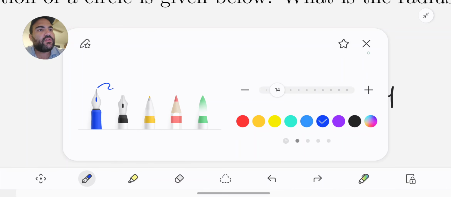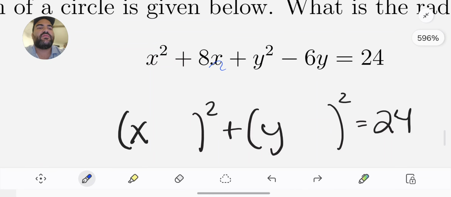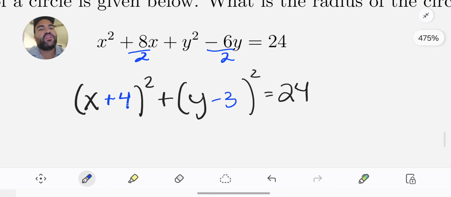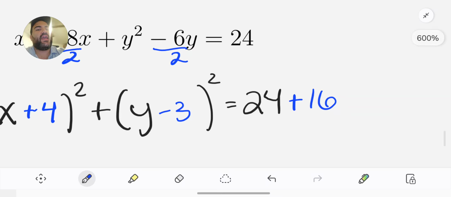Let's change color. Now, what goes here? You're going to divide the number with just the x by 2. So 8 divided by 2, positive 4. Boom. We're going to do the same thing here. Divide the negative 6 by 2, minus 3. Then you're going to square the number we just put. So we have two numbers. We're going to square the 4. That's 4 squared is 16. You add it here. Negative 3 squared, always positive, okay? So negative 3 squared is 9. Add the 9. Bam.